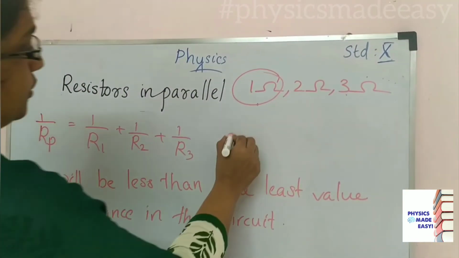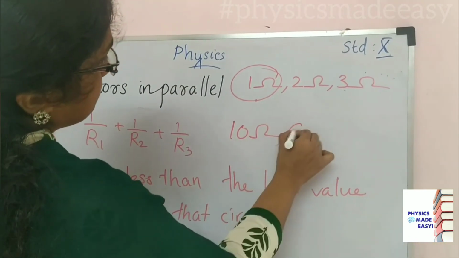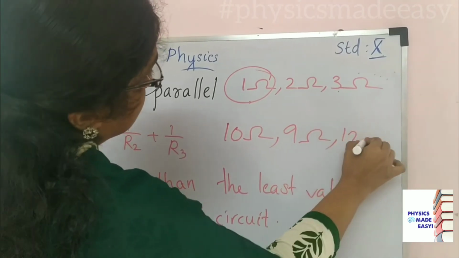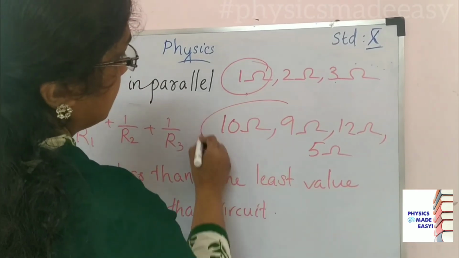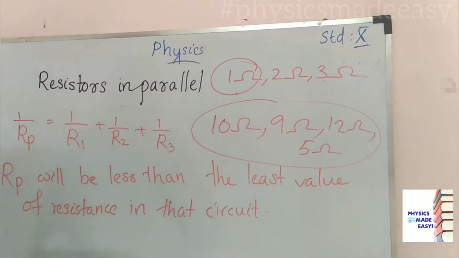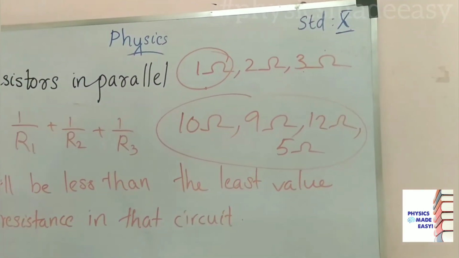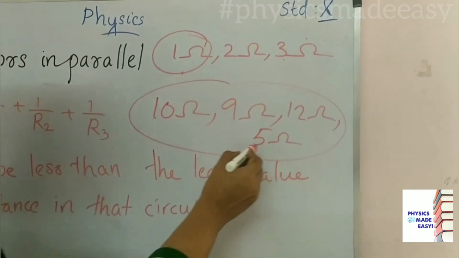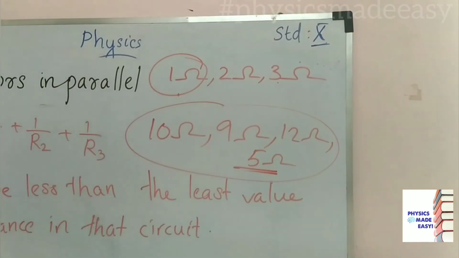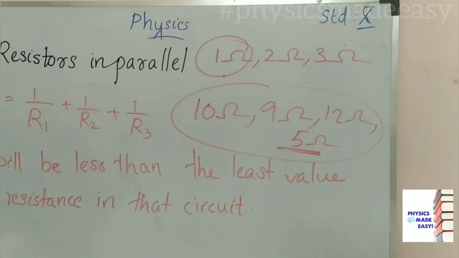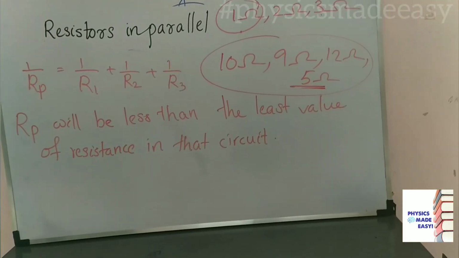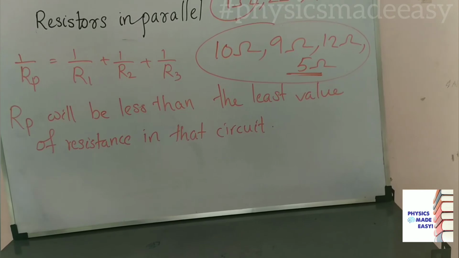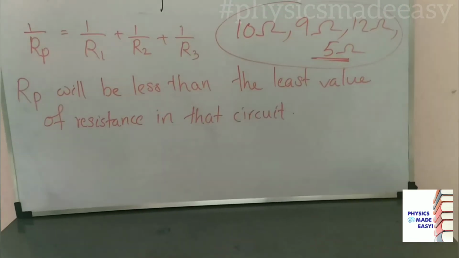Another one example, you can see 10 ohm, 9 ohm, 12 ohm and 5 ohm. If these 4 resistors are connected in parallel, then the effective resistance will be less than this 5 ohm. So we can say, if resistors are connected in parallel, the effective resistance will be less than the least value of resistance in that circuit.